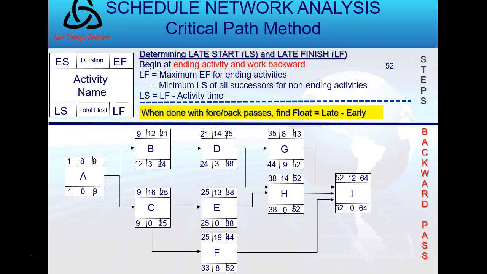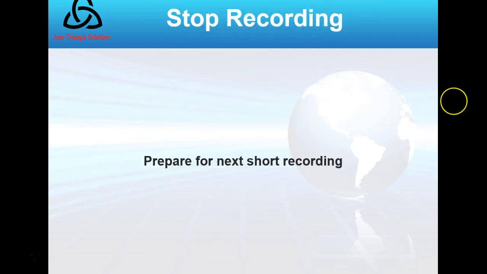So in the backward pass, I drop on activity I, the early finish was 64, so I drop it down. That becomes my late finish, or LF. I subtract 12, which is my duration, and get my late start for that activity. The latest I can start that activity is day 52. Now you see I feeds into G, H, and F going backwards. So those all take the late start of I, and they become the late finishes for each activity. And that's all there is to that.